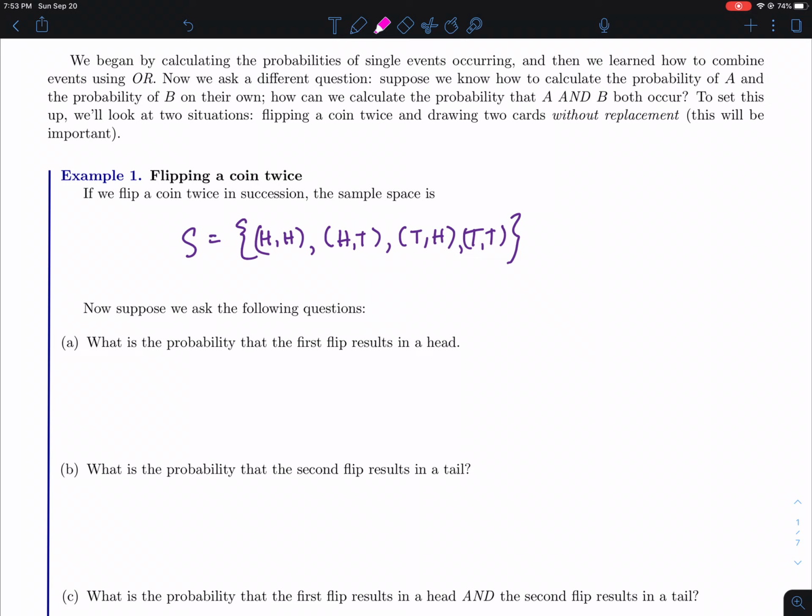So in this case, we've got 4 things in our sample space. And so the first question is, what's the probability that the first flip results in a heads? If we look at our chart, we don't really care about what the second coin does at the moment. We only care about the first coin. We've got 2 possible ways to flip a head first. So that would give us 2 out of 4, or if we reduce it down, a 1/2 chance of flipping heads first.